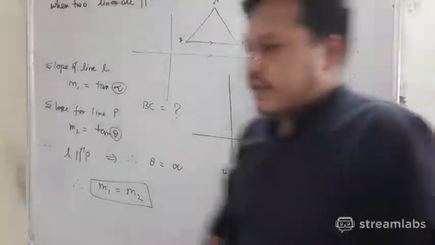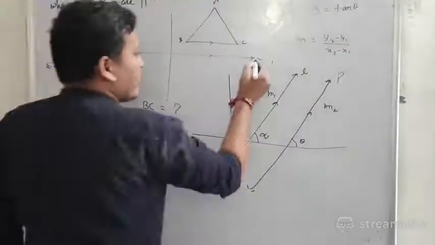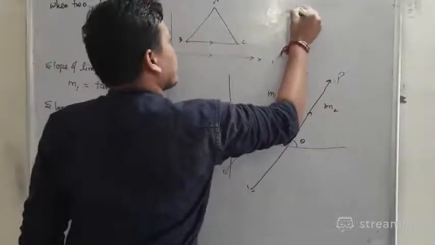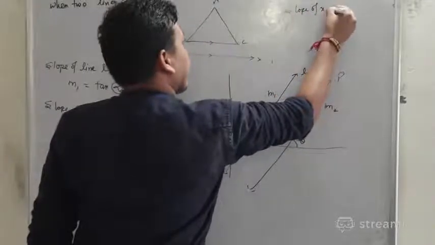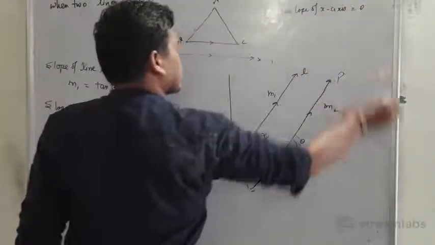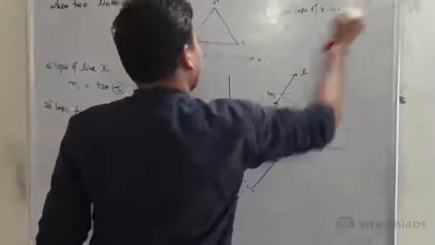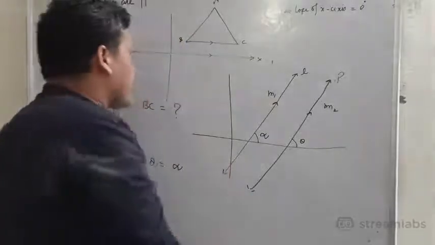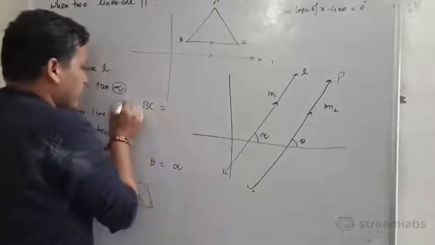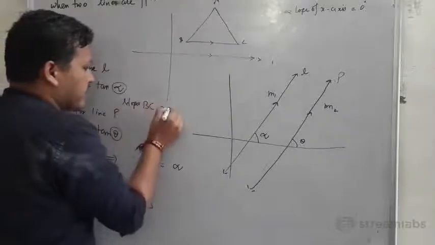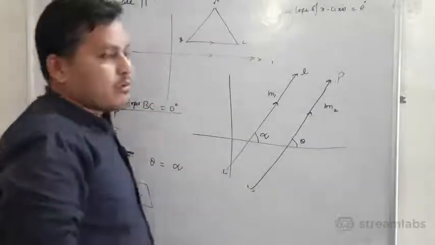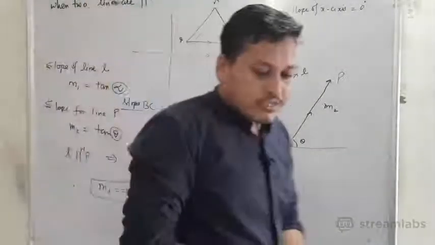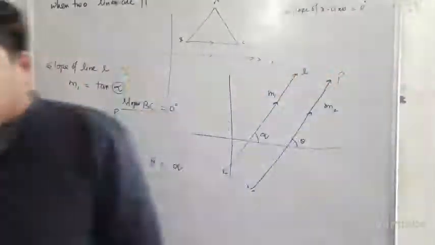Zero is the slope. In the last lecture I explained the slope of the x-axis: the slope of the x-axis is 0 degree. So any line which is parallel to the x-axis also has slope 0 degree. The slope of BC is equal to 0 degree. Next, the case of perpendicular lines.